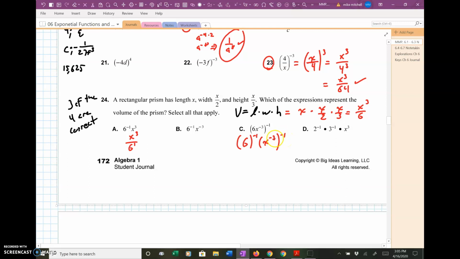Well, multiply these. 6 to the -1, that's just 6 to the -1. That's going to be x to the 3rd. -3 times -1. That's what we do with power to a power. We multiply. So this is going to go to x cubed. Negative exponent, put it into the bottom, make it positive. I don't even need that 1 there. That's just going to be x cubed over 6.